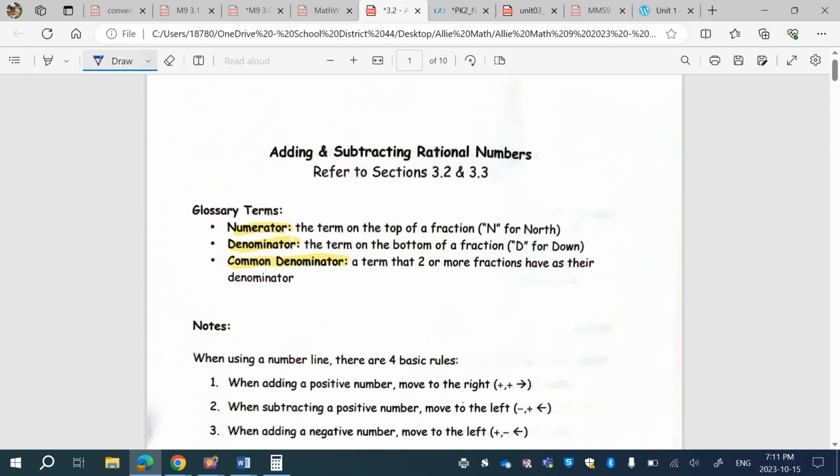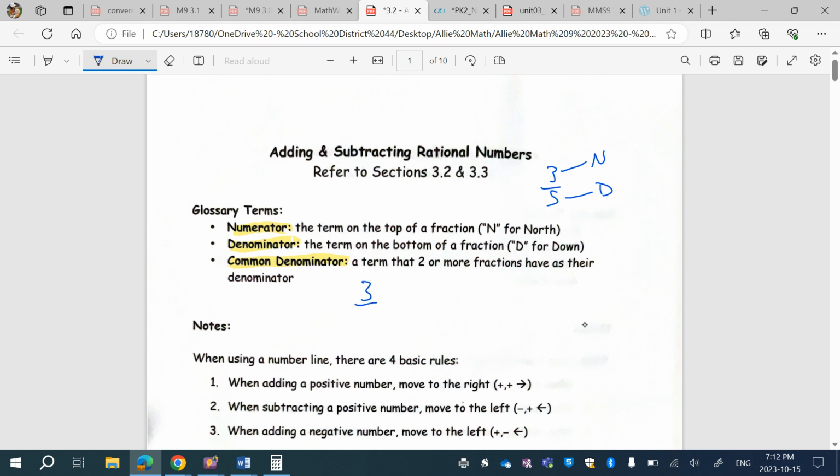And so if we have a fraction 3 over 5, the term on the top of the fraction is our numerator, or n for north. The denominator is the term on the bottom of the fraction, so that one right there, d for down, you can think about. And a common denominator is a term that two or more fractions have as their denominator.